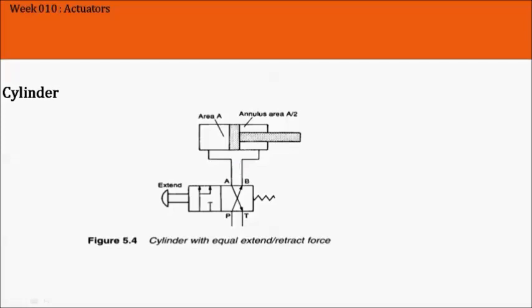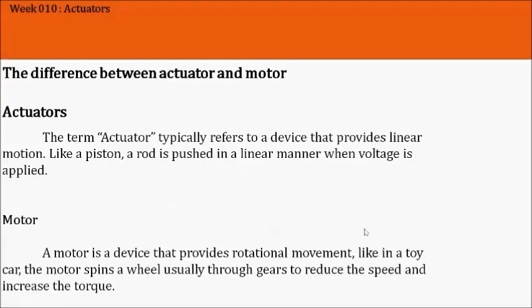Okay, as I said before, it is like a piston. Then a rod is pushed in a linear manner when voltage is applied. Okay, when the voltage is applied, then it pushes in a linear manner or pushes forward. Okay, that is an actuator. Not like a motor. The application of a motor is what? It is a device that provides a rotational movement.